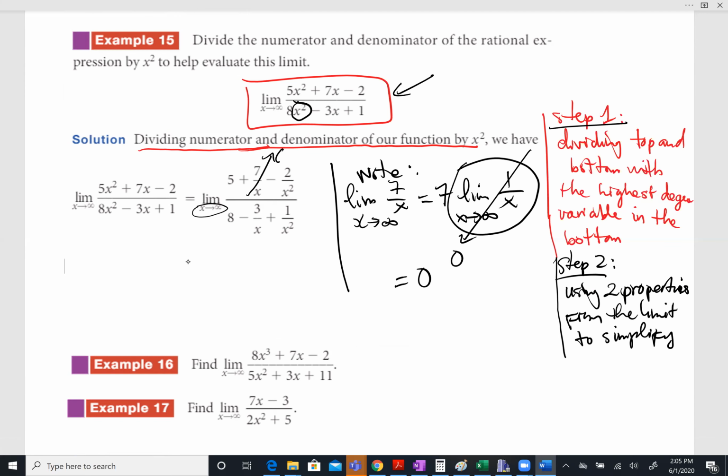Similarly, 2 over x squared also will give me 0, 3 over x becomes 0, and 1 over x squared becomes 0. So we are left with only 5 and 8 here. So I'm going to say the limit of this function will be equal to 5 over 8.